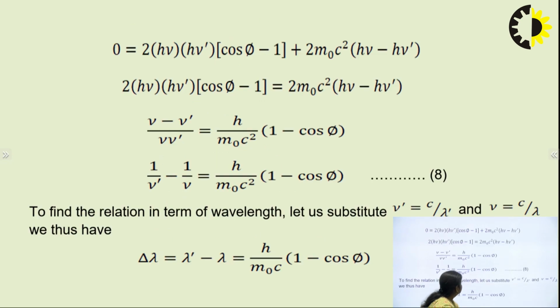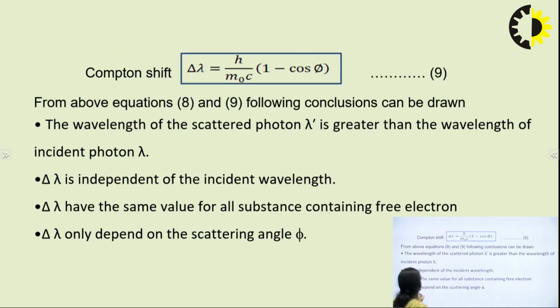Delta lambda has the same value for all the substances containing free electrons. This is a big result which we can obtain from here, because it is saying that delta lambda, that is the Compton shift, will be the same for all the substances where free electrons are present. How is it saying this?